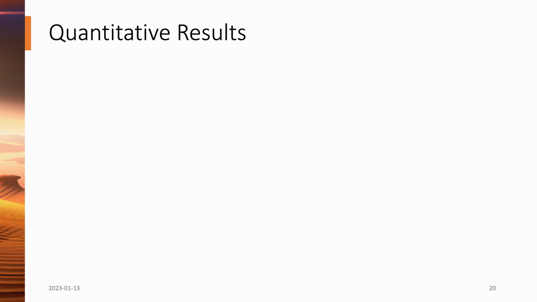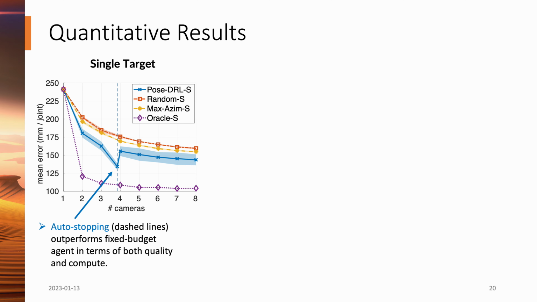Now let's have a look at the quantitative results for post-RL on the panoptic dataset. Let's start by looking at results in the single target setting. The y-axis shows the mean per joint 3D reconstruction error, and the x-axis shows the number of cameras selected. The baseline has no learned stopping, so to fairly compare, we evaluate the model and the baseline at fixed number of cameras per time step.